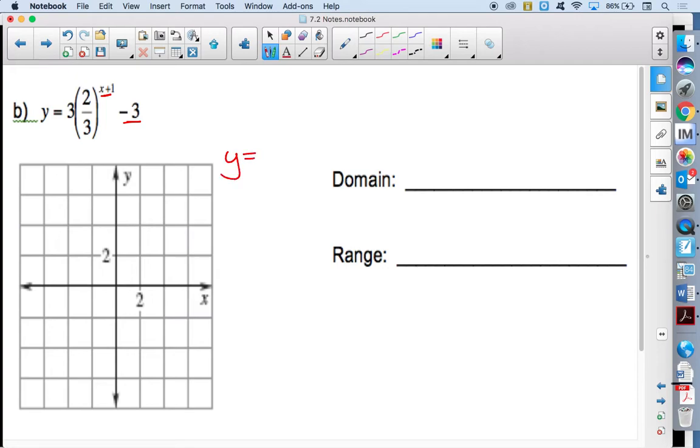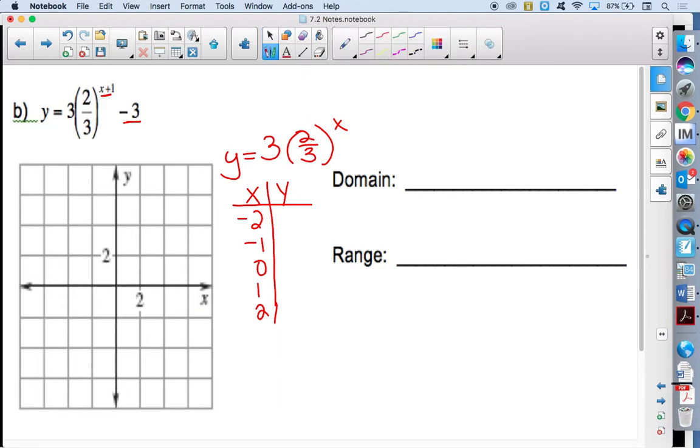So you should have two graphs. Like for those three problems you're graphing, you should have had two graphs drawn: the original graph and then the translated graph. So the original problem that we're working with is just 3 times 2/3 to the x. So I'm eliminating the +1 and the -3. We're just looking at the basic graph, 3 times 2/3 to the x. You're still going to use those same 5 numbers.